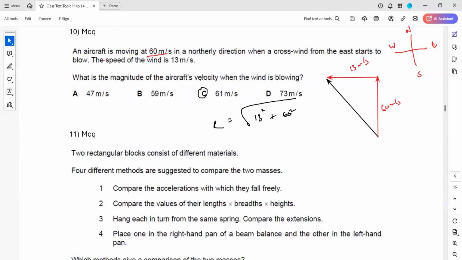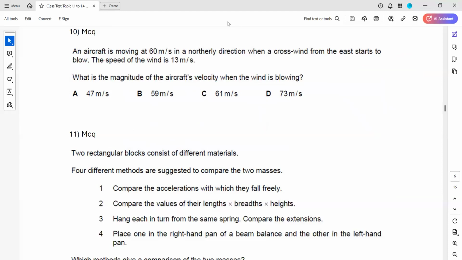If two vectors are acting in the same direction, we will add them. If two vectors are acting in opposite directions, we subtract. And if two vectors are perpendicular, we use the Pythagoras theorem, the sum of the squares of the sides, and then take the square root, and we'll get the resultant.